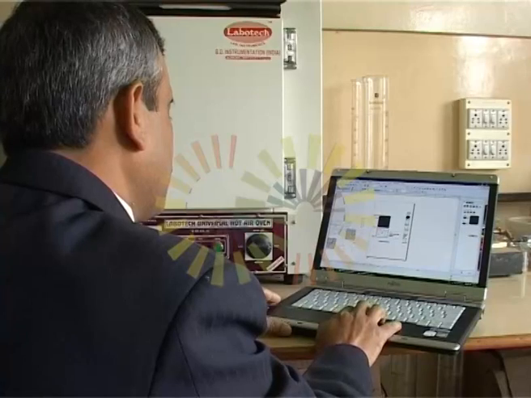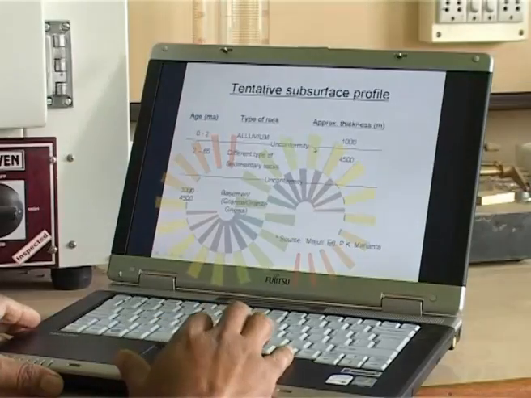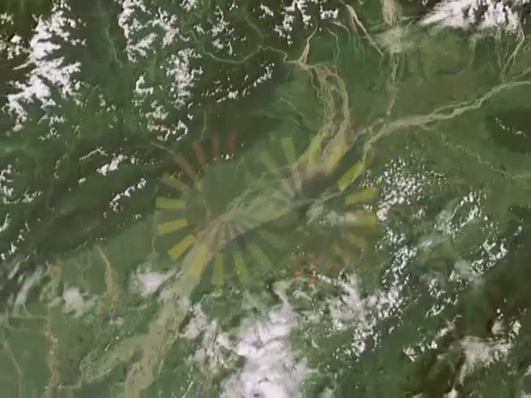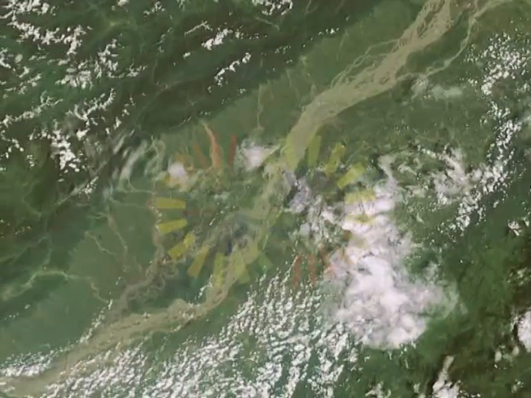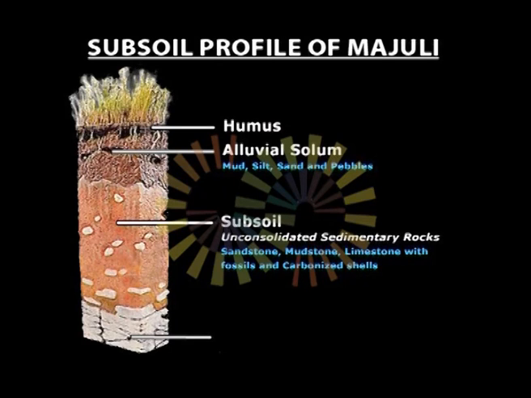It is only recently that geologists have been able to construct a tentative soil profile of Majuli. It shows that owing to her historic connection with the Brahmaputra valley, her alluvial solum or soil surface beneath the organic humus is nearly 1,000 meters deep. Beneath the solum reside unconsolidated sedimentary rocks of different types. These belong to the Tertiary and Quaternary periods of the Cenozoic era.